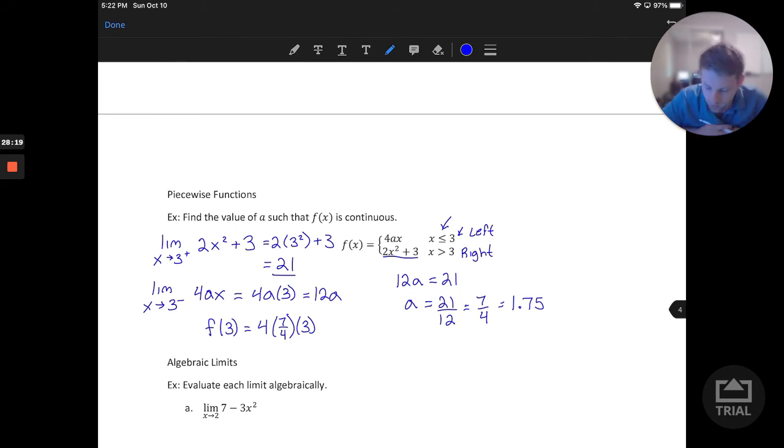If we go to evaluate that, that is also going to come out as 21, which again is our limit value. So the constant a is going to be 7/4 or 1.75. That'll force our limit and our functional value to be equal at 21. So our solution here would be that a value. So we can say 7/4 is going to be our solution.